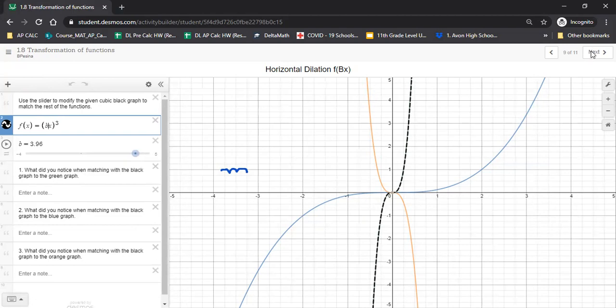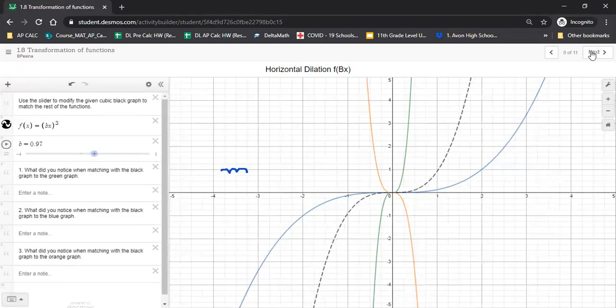Okay, so we're going to do the exact same thing. The question is asking, what do you notice when we match the black function to the green function? It appears that it's already on there. Sorry about that. It should be right here. Okay, so I have my original function. Let's call it 1. Okay, 1.